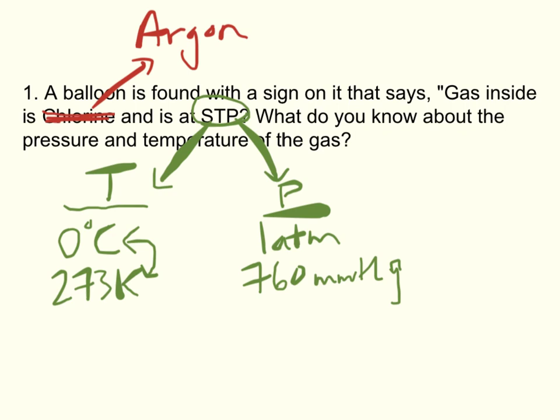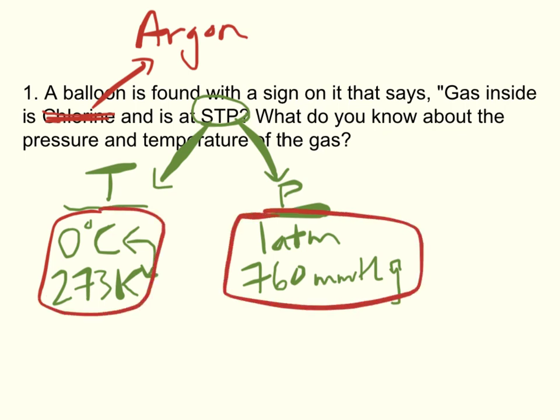The correct answer is this shouldn't change your answer at all. Any gas, no matter what the gas is, if it's at STP, it's going to be at this temperature and this pressure. Doesn't matter if it's chlorine, if it's argon, if it's carbon dioxide, it will always be at this temperature and this pressure.